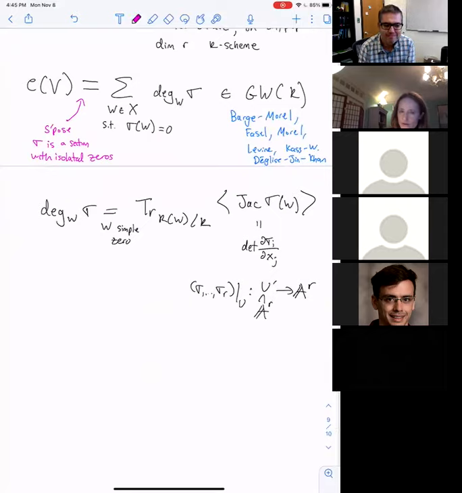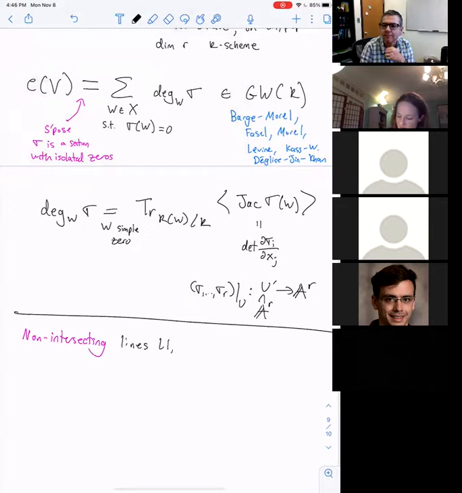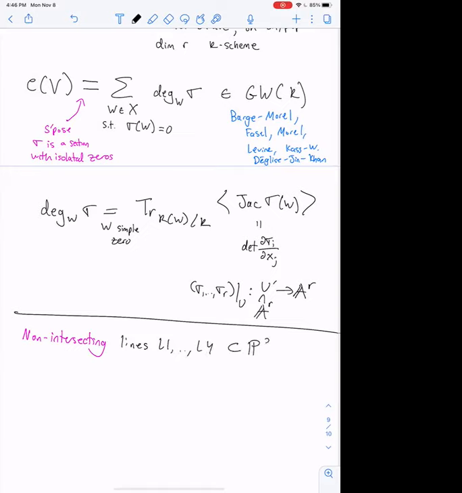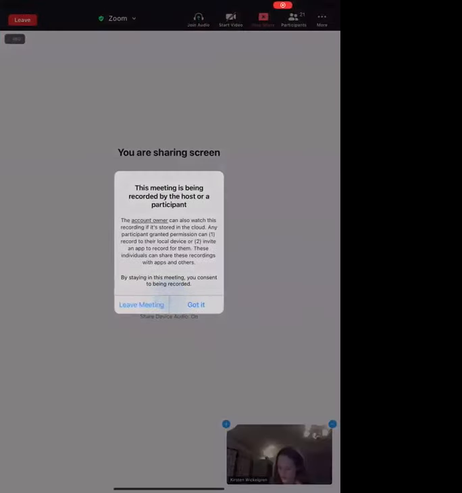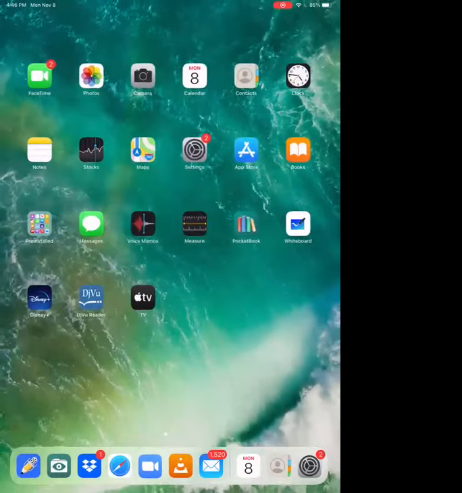Let's go back to, we have these non-intersecting lines L1 through L4 in P3, and let's go back to counting. Back to counting lines L intersecting some lines in P3.